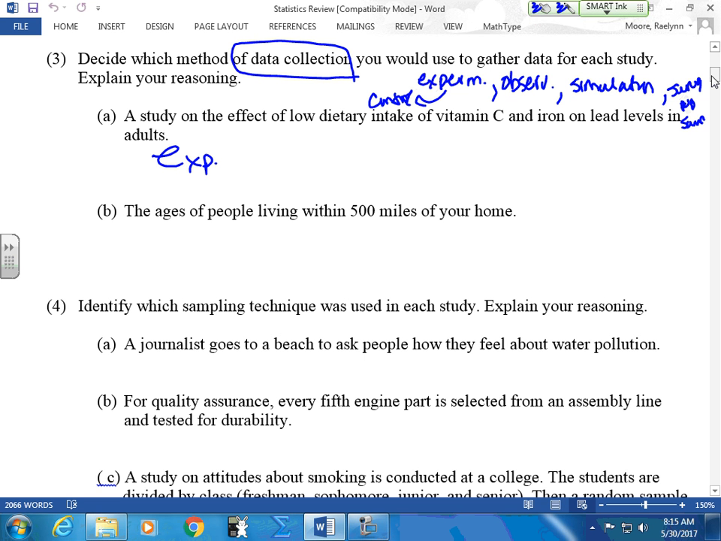I might want to have a control group, like remember the placebo effect also? What's a placebo effect? I have a control group versus my experimental group, and sometimes we get a placebo effect. What's a placebo effect?